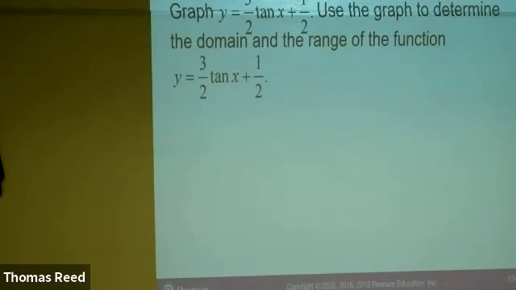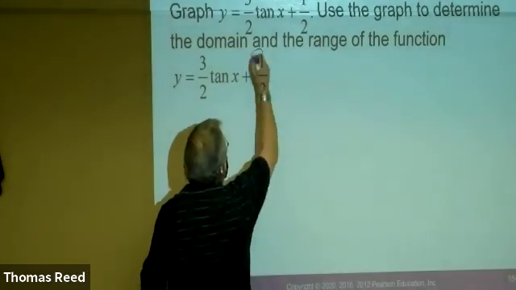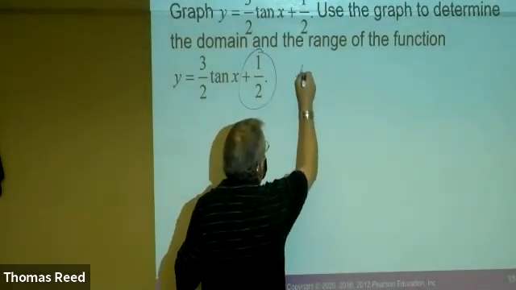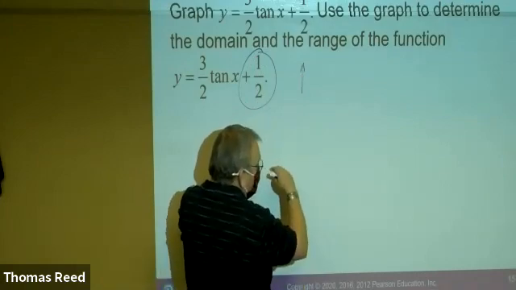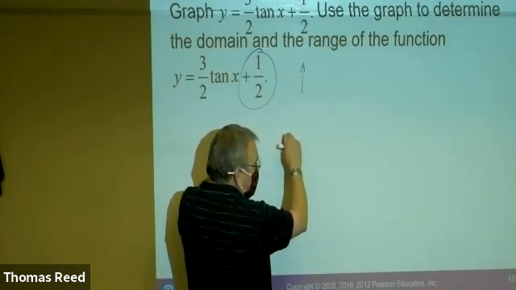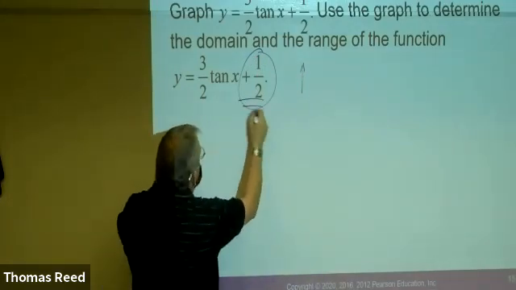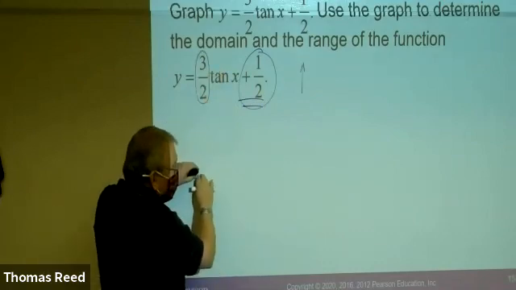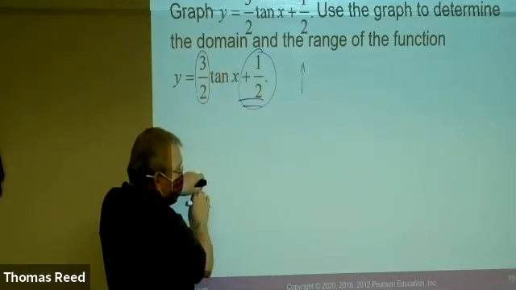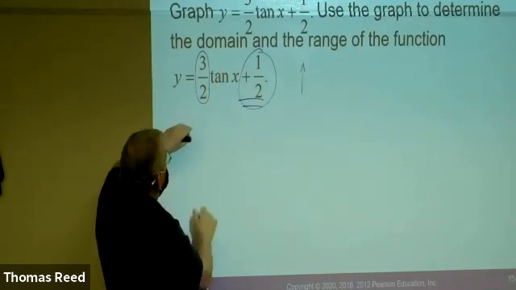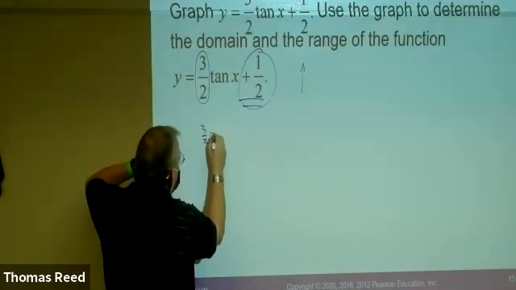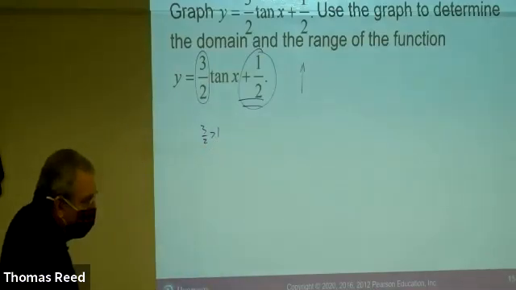So use the graph to determine the domain and the range of 3/2 tangent plus 1/2. All right. This 1/2 here is a vertical shift. So it shifts the graph up, all the y values up 1/2. But before we do this, there is a vertical stretch. So we're pulling it away from the x-axis because 3/2 is greater than 1, so it's a stretch.